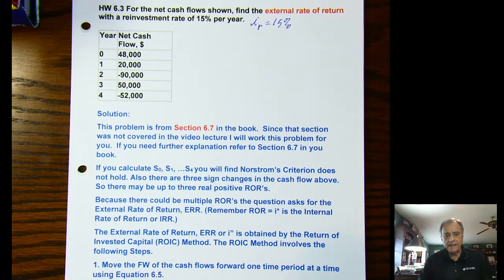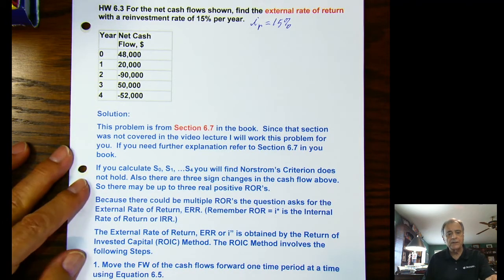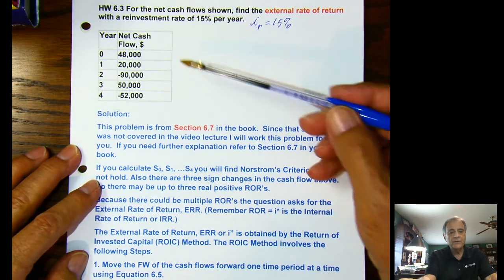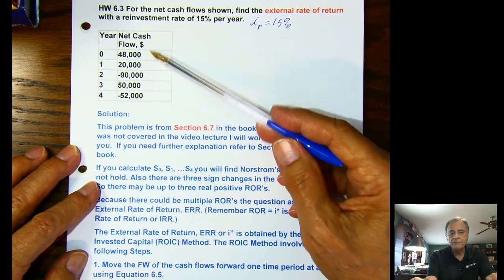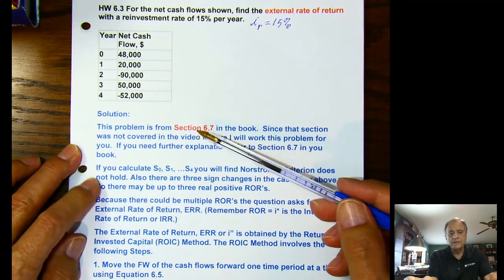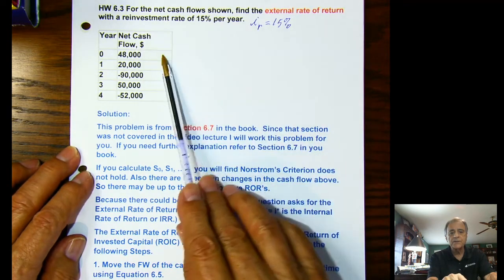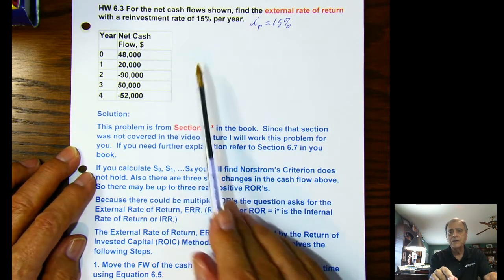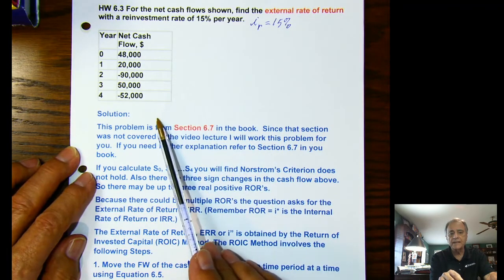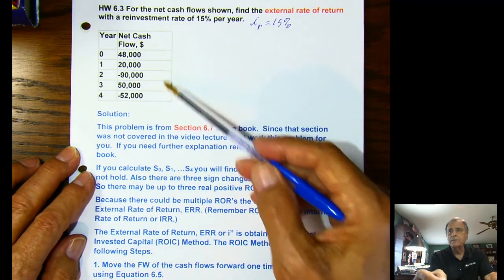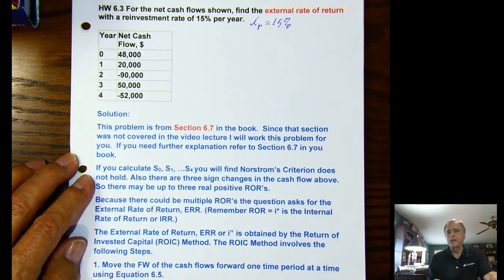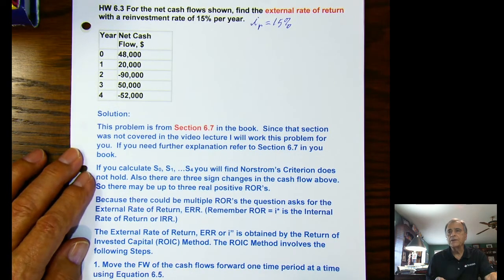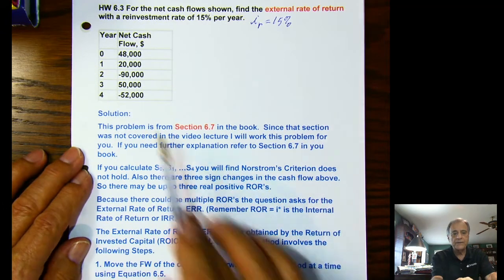But let's back up a little bit and see why we're using external rate of return at all. First of all, we don't have to go very far to realize that Nordstrom's criterion for cash flows that have multiple sign changes does not hold in this case, because the first cash flow is not negative. Remember, there were two conditions. The first cash flow has to be negative, and there must only be one sign change to get one real positive internal rate of return. Nordstrom's criterion is not satisfied by this cash flow.